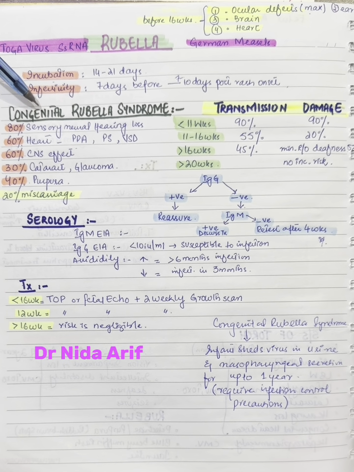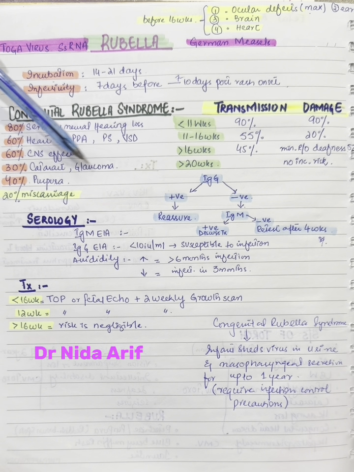So in congenital rubella syndrome, there is 80% sensory neural hearing loss, 60% heart defects, 60% CNS defects, 30% cataract and glaucoma, and 40% purpura, and 20% risk of miscarriage.